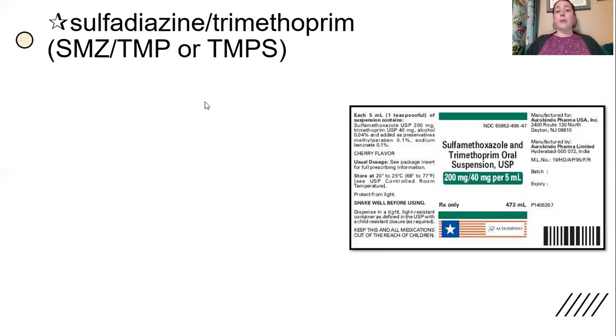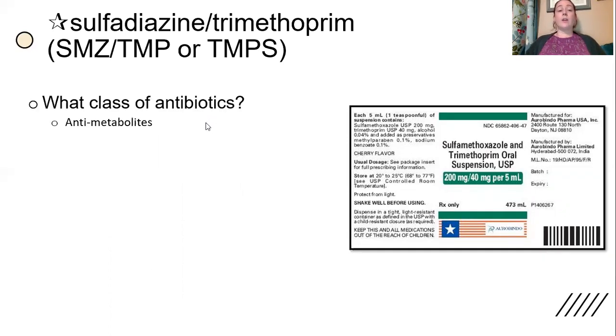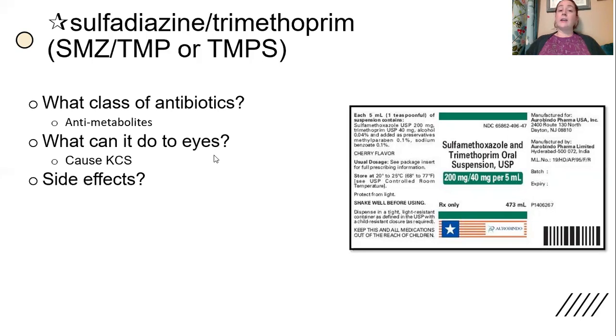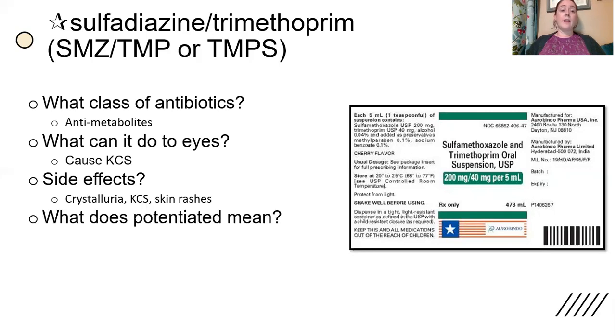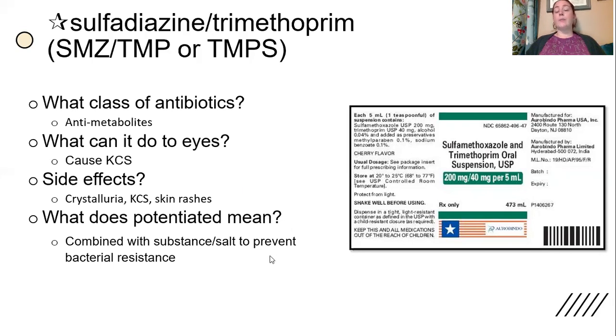Sulfadiazine trimethoprim, or SMZ, or TMPS. This belongs to our antimetabolites. It can cause KCS in the eyes, keratoconjunctivitis sicca, or dry eye. Side effects include crystalluria, KCS, or skin rashes. All of these issues could be side effects from it. Potentiated means that it is combined with substances or salts to prevent bacterial resistance. Now, these are good for issues like urinary tract infections because these get excreted through the kidneys. The antibiotic is still active even when it goes down through the kidneys and into the bladder.